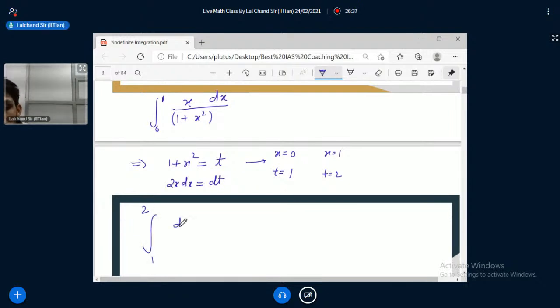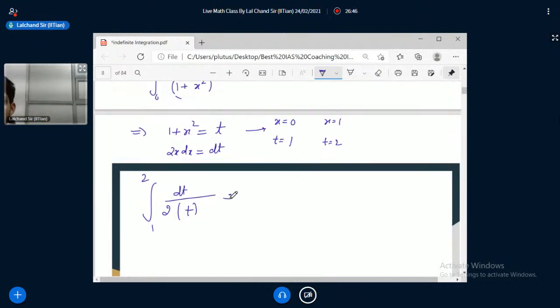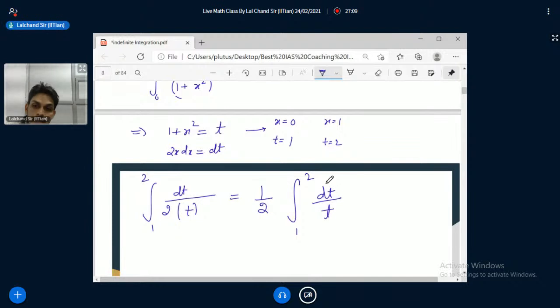And this is dt by 2, and this whole is t. Now if we integrate, this is 1 by 2 times the integral from 1 to 2 of dt by t. What is the integral of dt by t? 1 by x into dx, basically 1 by t into dt. This is ln, isn't it?